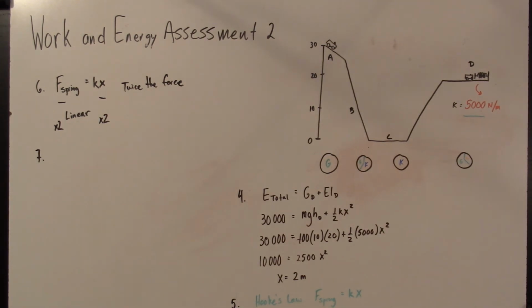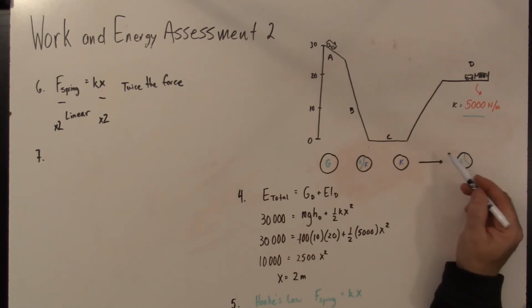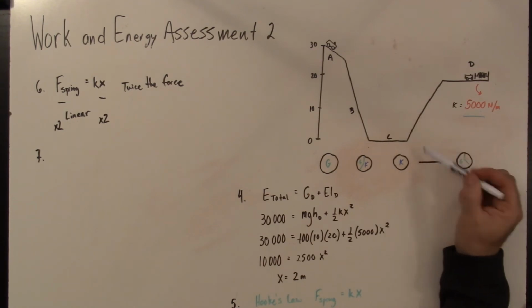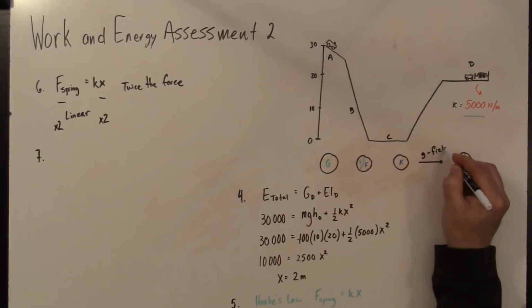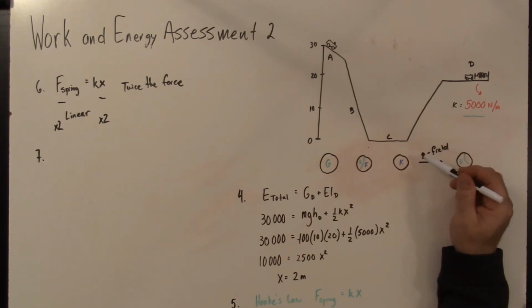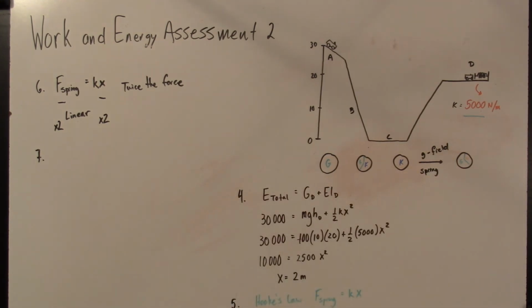Number 7 says, while bringing the cart to a stop, does the spring do work on the cart? And the answer is yes, it does. If we go back and look at this arrow between them, we know that as it rolls from C to D and hits the spring, the gravitational field does work because it changes the energy, and also the spring. So the answer to 7 is yes.